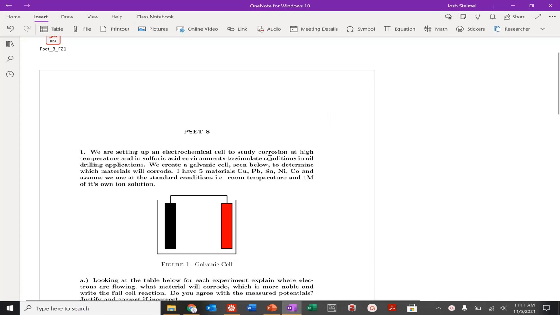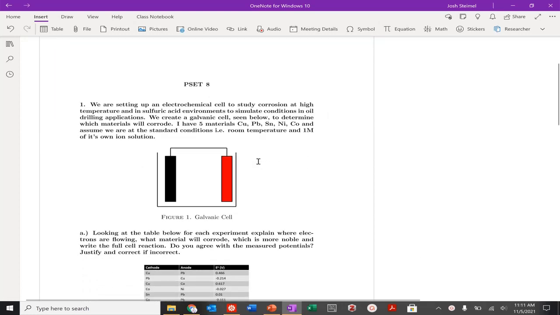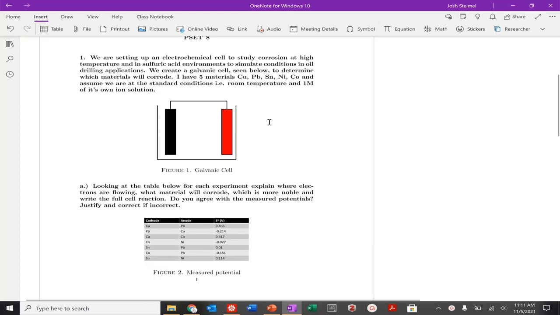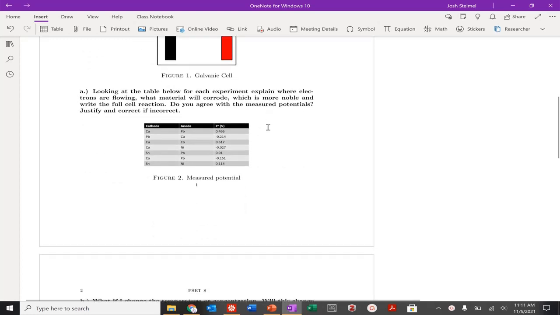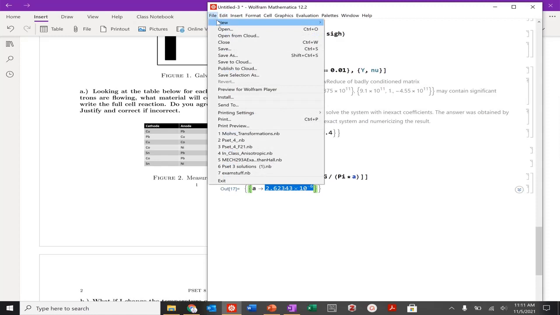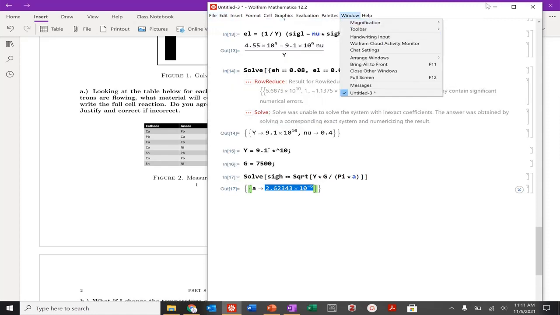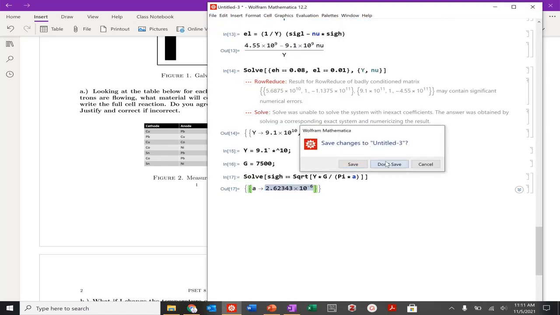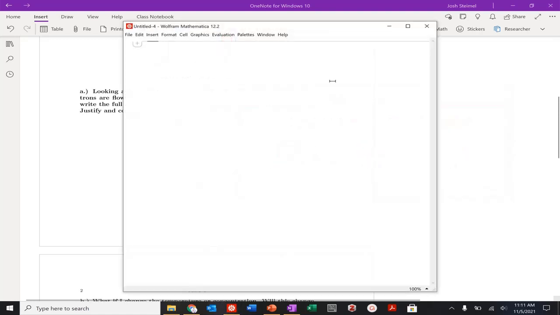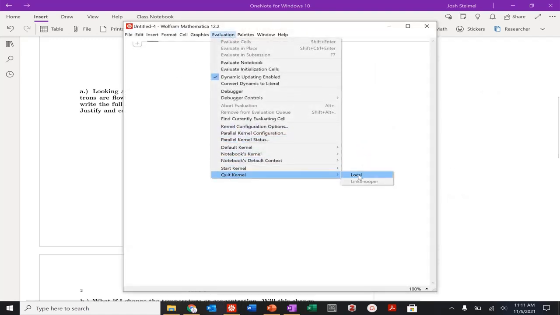So we are looking at this electrochemical cell, 5 materials: Cu, Pb, Sn, nickel, cobalt, standard conditions, i.e. room temperature, 1 molar solution, and atmospheric pressure. Look at the table below, describe where electrons are flowing, and let's go ahead and start this one. So I'm going to create a new notebook. Let's do new notebook. I'm going to clear all of my kernel.